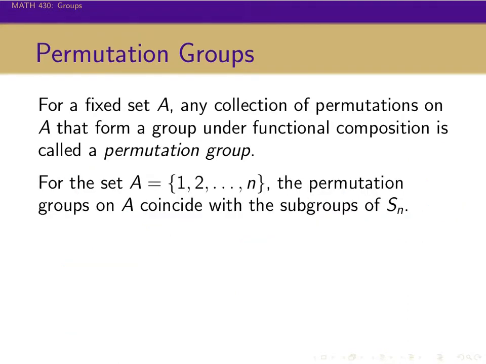And so in this exact same way, these permutation groups on A are going to coincide exactly with the subgroups of Sn. So if you have some permutation group on the set 1 through n, this is going to be some subgroup of Sn, because it is a subset of Sn which is a group in and of itself. And any subgroup of Sn, going back the other way, is a subset of permutations that form a group, so it is a permutation group. And so this really is a vacuous statement. It's not really saying anything new, it's just saying these two definitions really are the same thing.